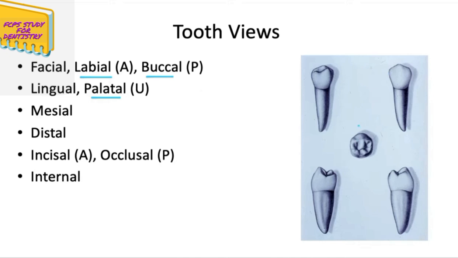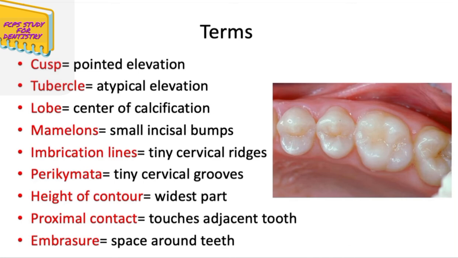We'll look at the biting surface, referred to as the incisal surface for anterior teeth or occlusal surface for posterior teeth. And lastly, for some teeth I'll show you a cross section of the crown or root, and I'll refer to those views as internal because they're inside the tooth. All right, next, let's review some common terms that we'll refer to throughout this series.